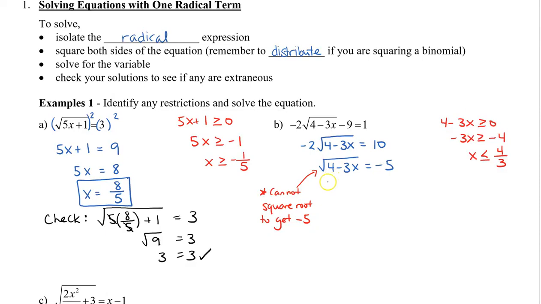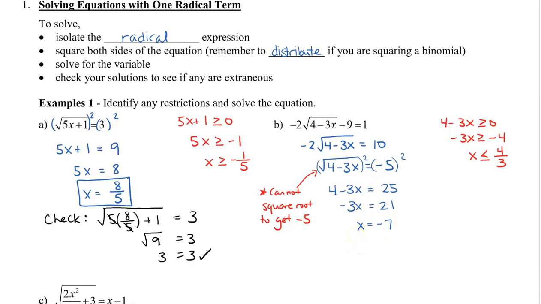Now, let's say that we didn't see that, and let's keep going and see what happens. Okay, so we're going to square both sides. So when I do that, I get 4 minus 3x equals positive 25 on the right. Subtract 4 from both sides. I get -3x equals 21. Divide both sides by -3, and x equals -7. So if I actually kept going, it does seem like I have a solution, and that solution is -7.